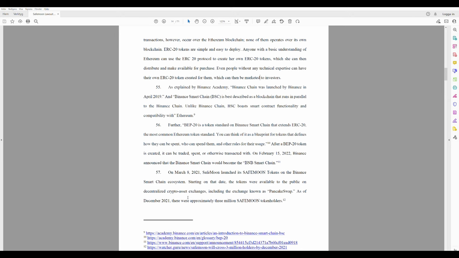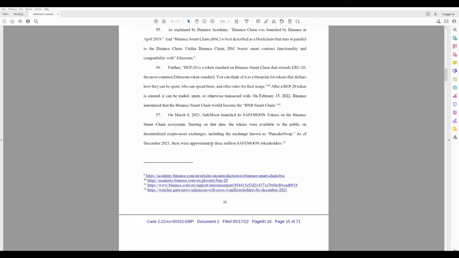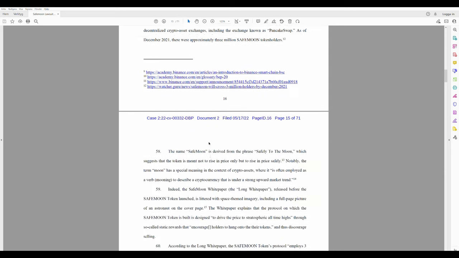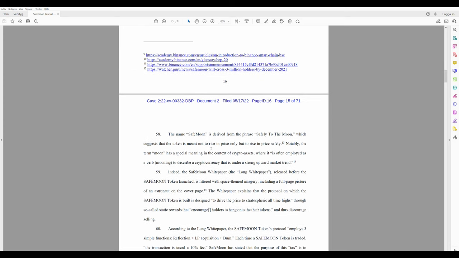On March 8, 2021, Safemoon launched its Safemoon tokens on the Binance Smart Chain ecosystem. Starting on that date, the tokens were available to the public on decentralized crypto asset exchanges, including the exchange known as PancakeSwap. As of December 2021, there were approximately 3 million Safemoon token holders. And 2 million of those were fake wallets, or just empty wallets.